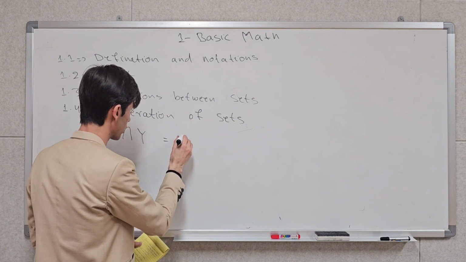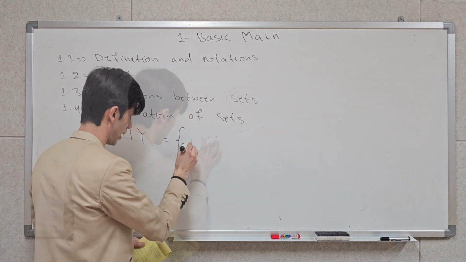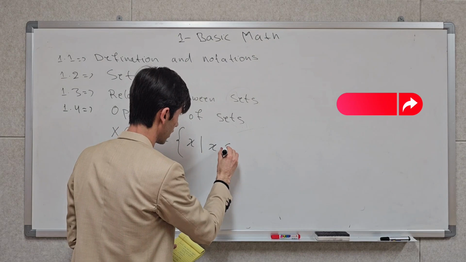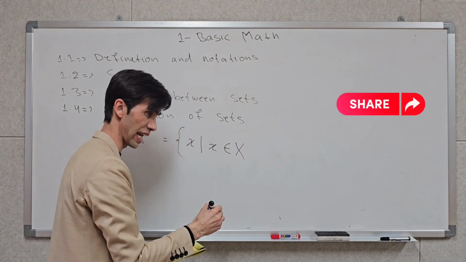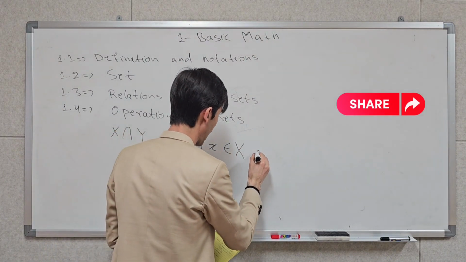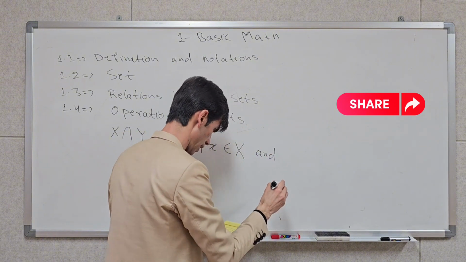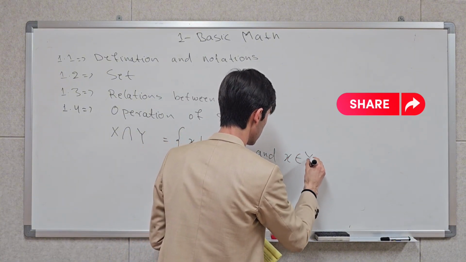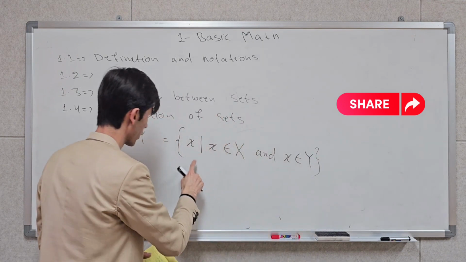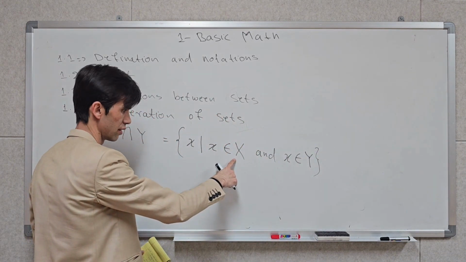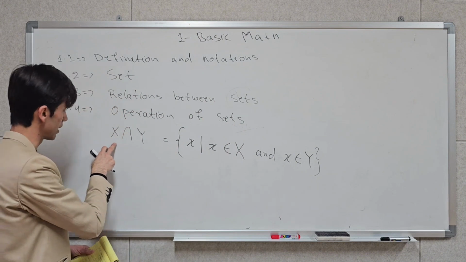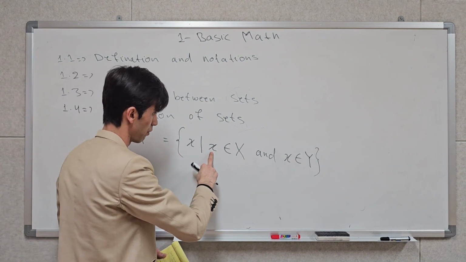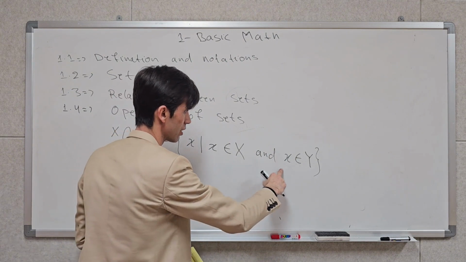We can write down this one as a set of x such that x is in capital letter X, in set X, and there is an x in set Y. For any x, this intersection means the set of x such that x is in X and x is in Y.